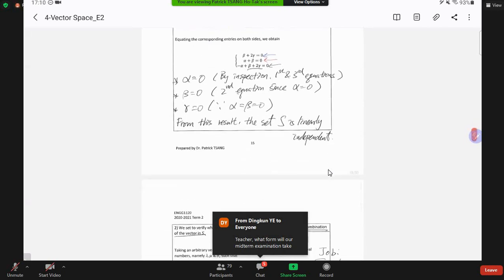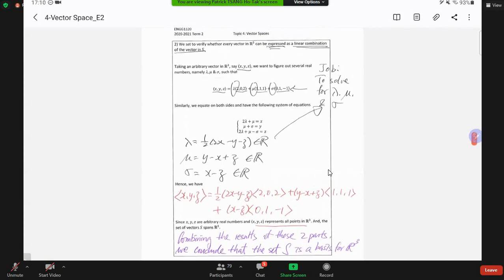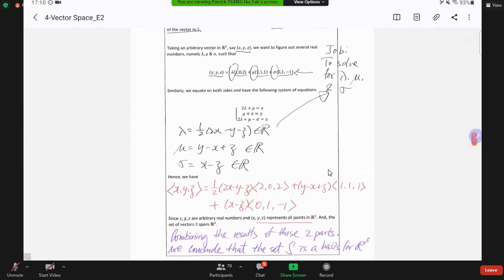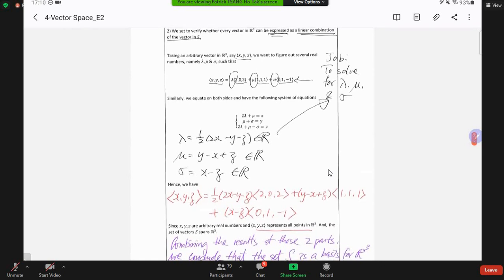Okay, so the next page, 16. Try my best to enlarge a little bit. Okay. So at the same time, I may be able to also talk about something about the midterm exam.